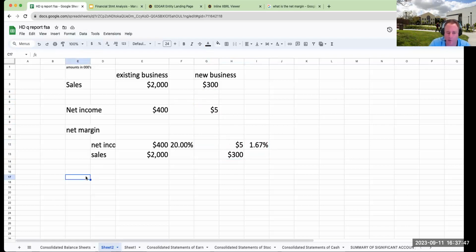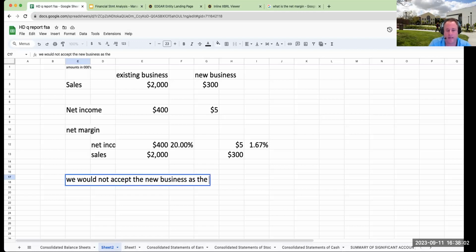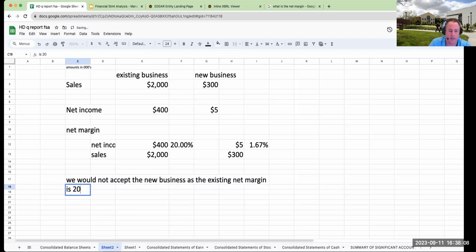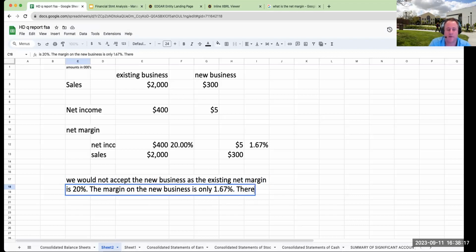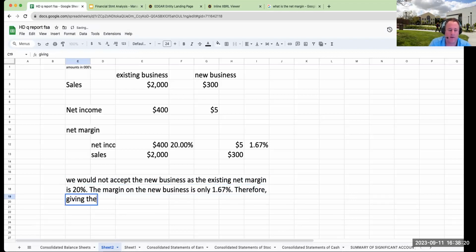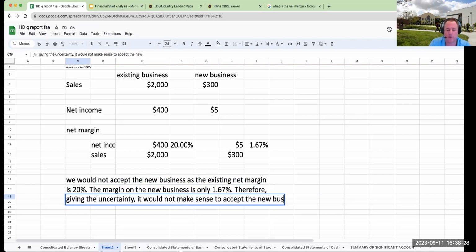If you say no, because my profit isn't as great, that's not going to get you anywhere in my class. What you need to say is, we would not accept the new business as the existing net margin is 20%. The margin on the new business is only 1.67%. Therefore, given the uncertainty, it would not make sense to accept the new business.